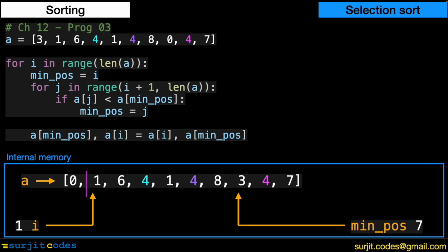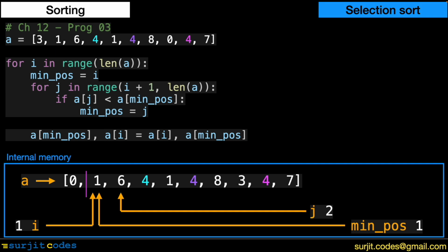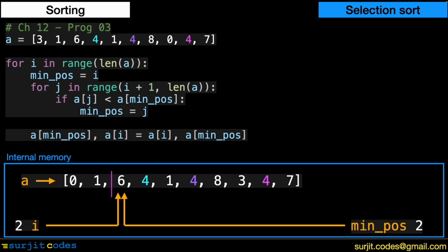In the next iteration, i becomes 1, which is also the initial value of min pos. Starting with j equal to 2, we find that no item is less than 1, and we come out of the loop over j. Item at i is the minimum and we swap it with itself. For i equal to 2, loop over j finds out that minimum item is 1 present at min pos 4. So we swap 6 with 1.